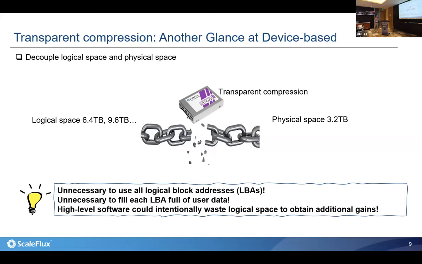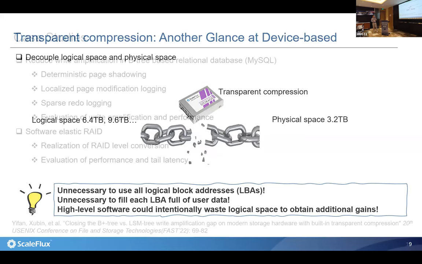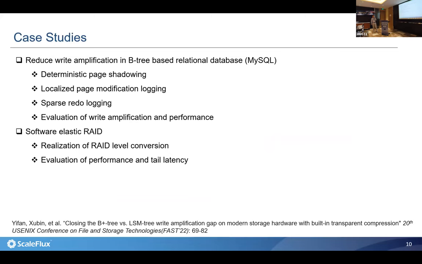So in the following parts, we will use two case studies to illustrate how we can use improved provisioning to improve software performance. The first case is reducing the write amplification of B-tree-based relational databases, and we use MySQL as the example. In this part, we will talk about three techniques, including deterministic page shadowing, localized page modification logging, and sparse redo logging. And in the second case, we will talk about a software elastic RAID. We will talk about the realization of RAID level conversion and also evaluate performance and tail latency improvement.